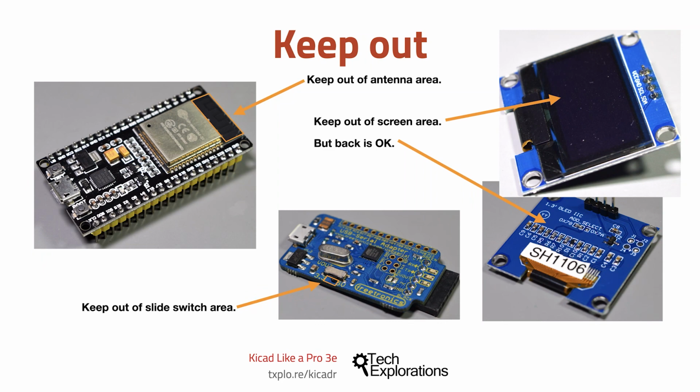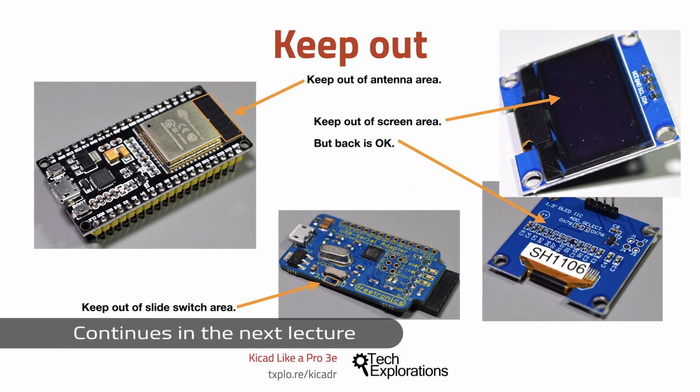However, we can still use that patch of PCB for tracks or vias. With KiCad, you can create keep-out areas of any shape and configure them in almost any way needed.